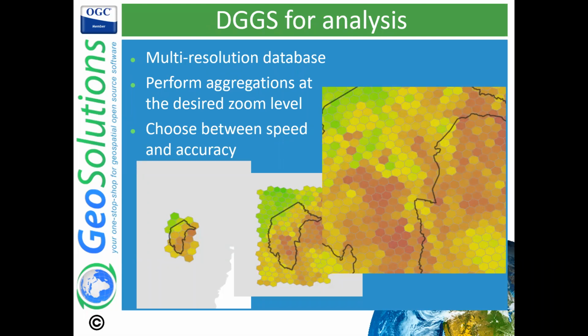Now, DGGSs are pretty interesting for analysis because when you start using a DGGS and you have this multi-resolution notion, you can prepare a multi-resolution database of your data and then perform the aggregations and the analysis at the desired zoom level. Picture a use case where you have your Jupyter notebook talking to a DGGS API that can run analysis. So you start preparing your Jupyter notebook and prepare all the calls.